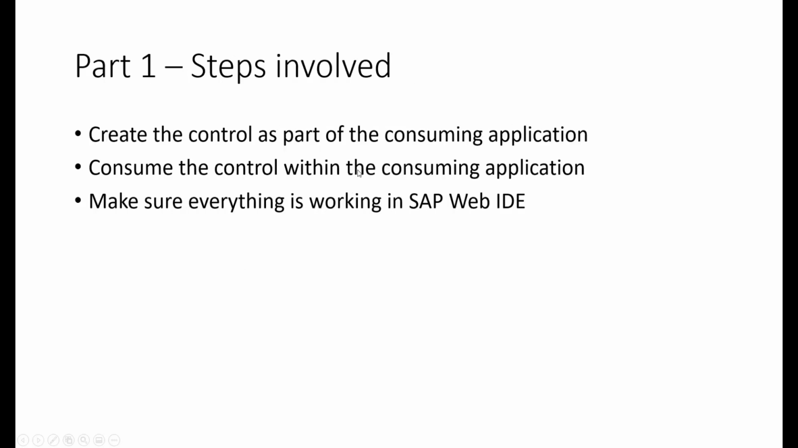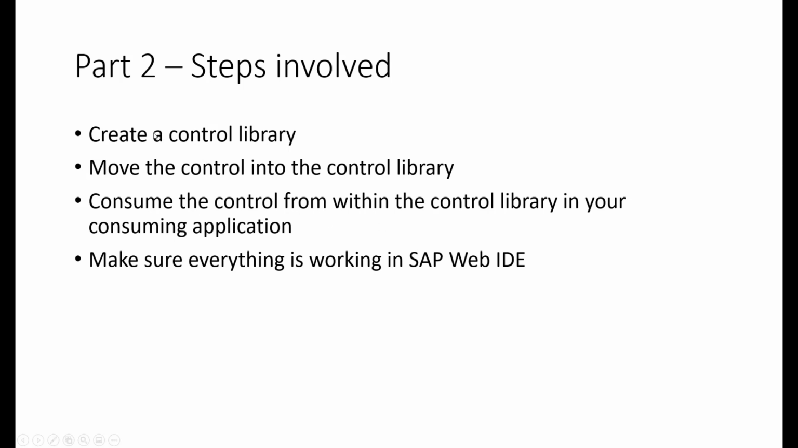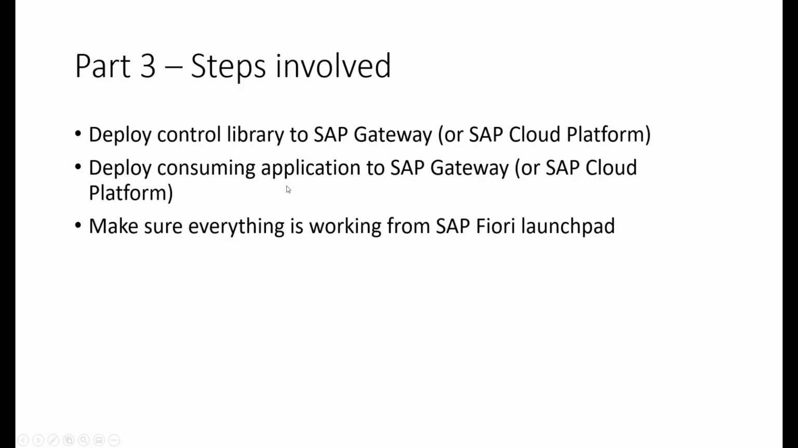So the steps involved. The first step is, like I said, we want to create this control, and then we want to consume the control within the consuming application. Make sure everything is working. And once everything is working, then we move the control to a library, and then we make sure everything is working. Part 3 is where we deploy it to the SAP Cloud Platform or the SAP Gateway. I don't think I will be showing this, but once you have everything working, you can just deploy to the SAP Cloud Platform or the SAP Gateway.